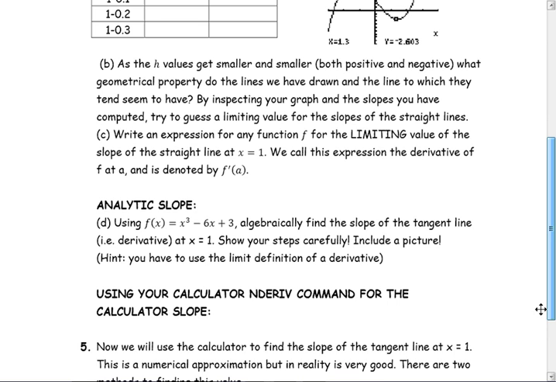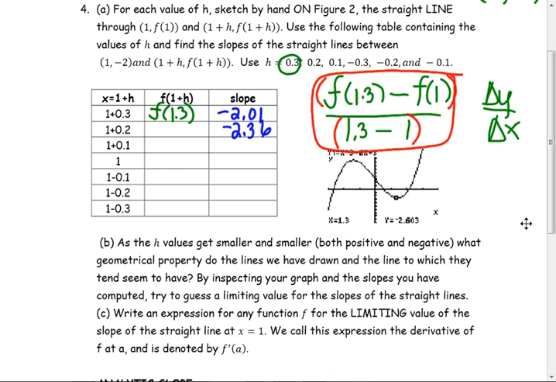Next part. There's a hole in the slope equation, not in the graph.